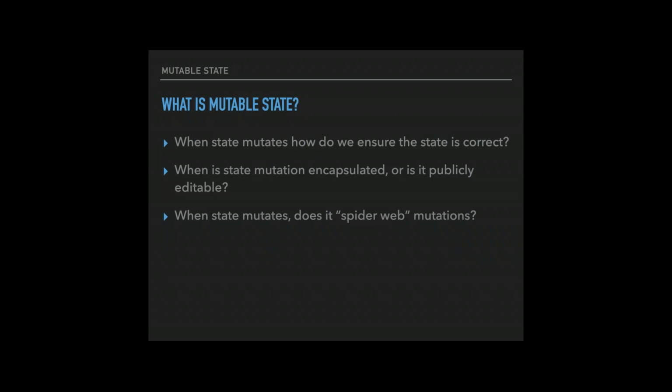And again, when state mutates, does it spiderweb? So when I change this property, how many other properties have to change or respond or be notified or do something as a result of that mutation? So when the user puts a value in the text box, what has to happen? What are the things that are affected by that change?